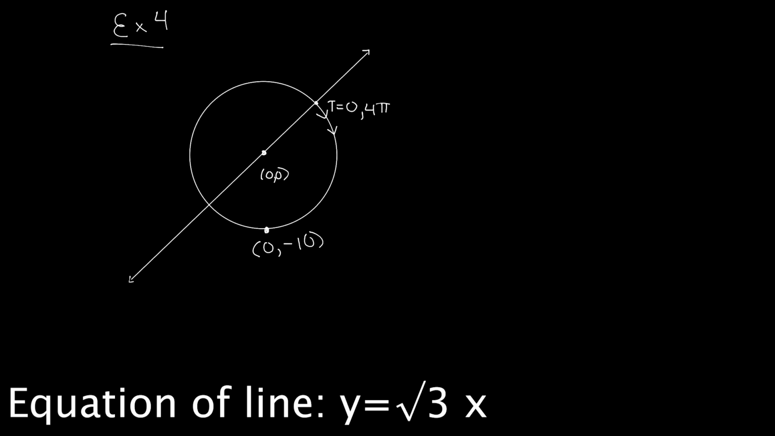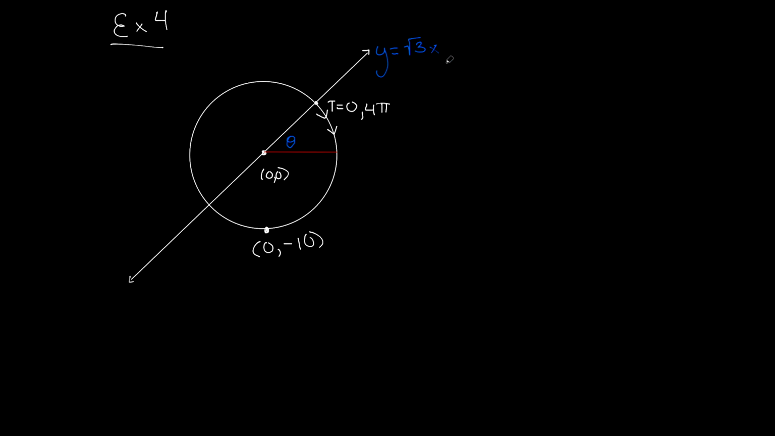Alright, now that you've given it a try, we're first going to draw in a line right there. So this value right here is going to be our theta. Equation of this line is y equals root 3x. Alright, so now we're going to look at it. So since this has the same exact x coordinate, we know that it's a difference of 10, therefore our radius is 10.